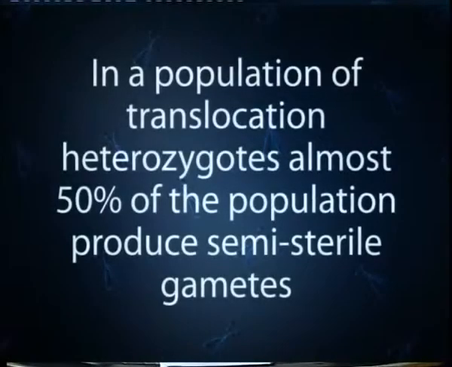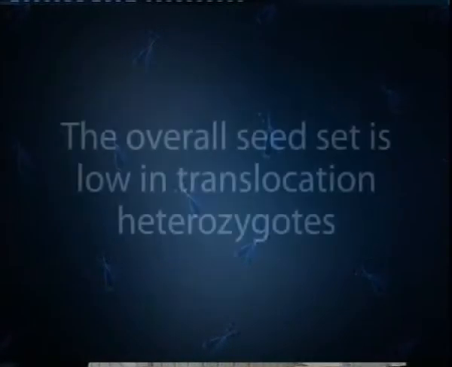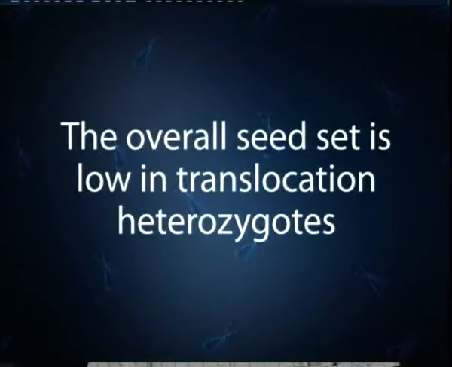As we have seen during the meiotic behavior of translocation heterozygotes, unbalanced gametes are formed due to the presence of deletions and duplications during adjacent 1 and adjacent 2 types of disjunction. Therefore, in a population of translocation heterozygotes, we expect to see semi-sterility, that is, almost 50% of the population will produce semi-sterile gametes, and therefore the overall seed set is low in such translocation heterozygotes.